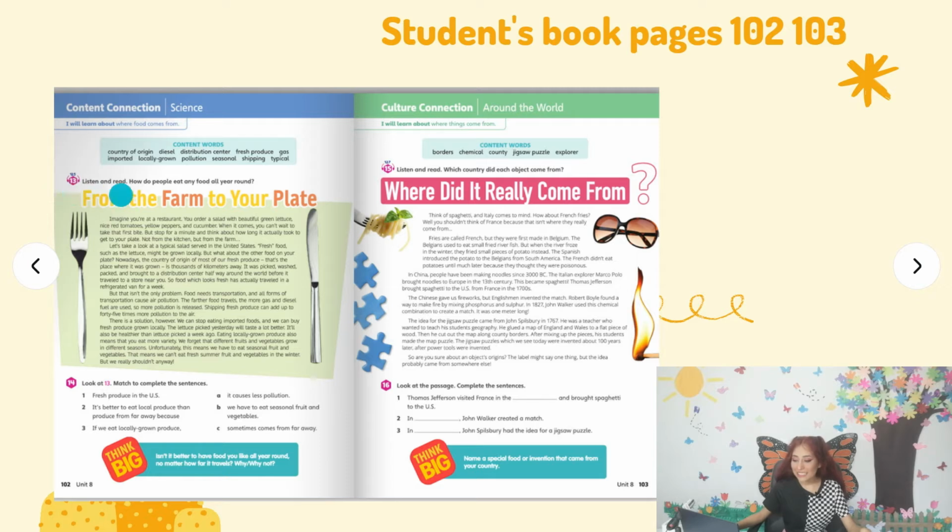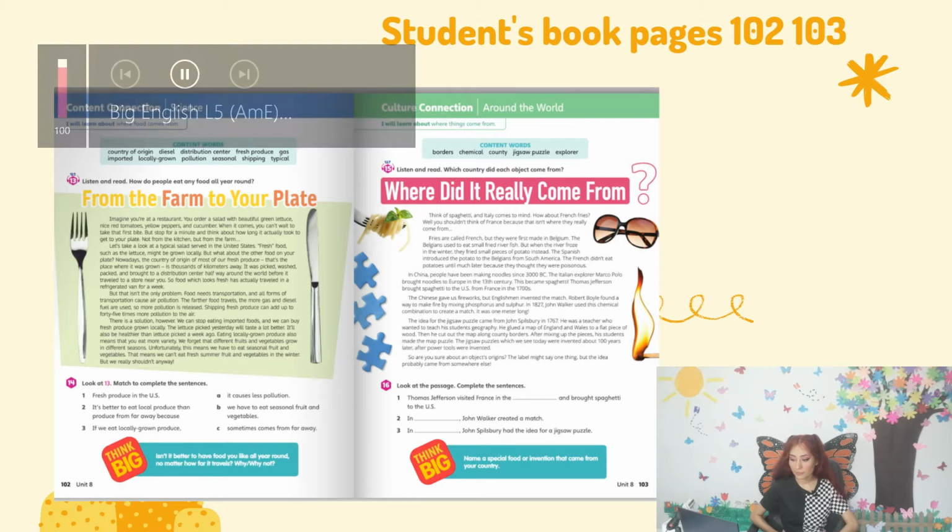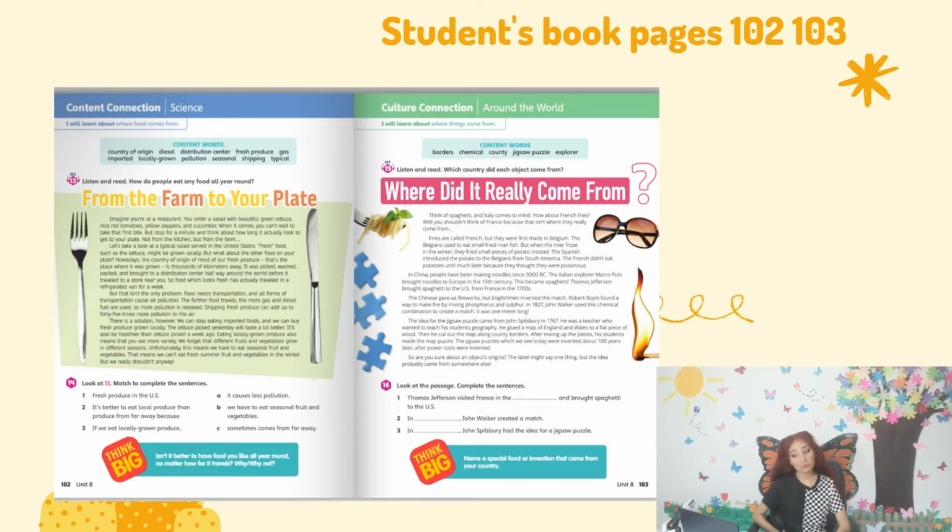Activity 13 says, listen and read. How do people eat any food all year around? Okay, so the reading is called From the Farm to Your Plate. Okay, so it looks kind of long, so we need to pay attention because later we have some activities about it. So let's check it. Student's Book, page 102, Activity 13. Listen and read. How do people eat any food all year round?